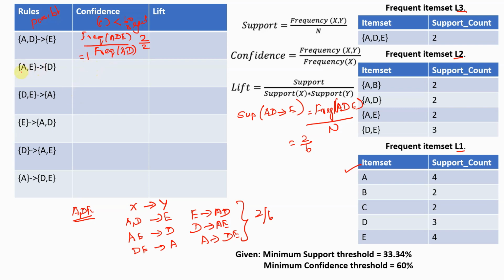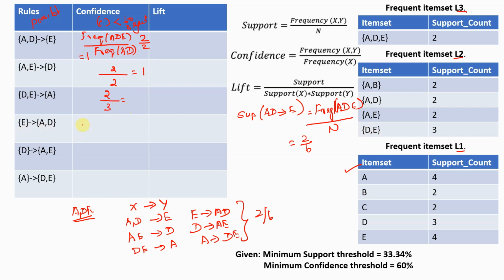Next I need to calculate AE to D. The frequency of AE I get as 2, and ADE is 2, so I will again get the answer 1. Then I go with the next one. The frequency of ADE is 2 and the frequency of DE is 3, so it is around 2/3.